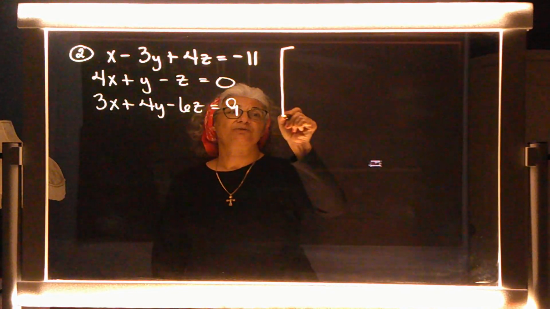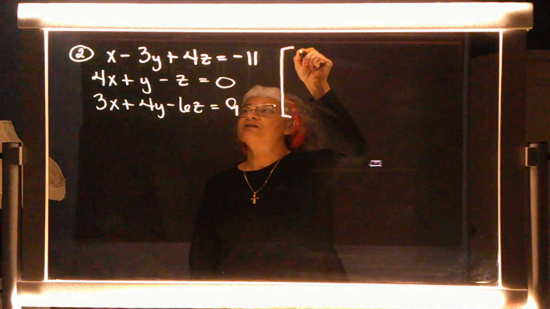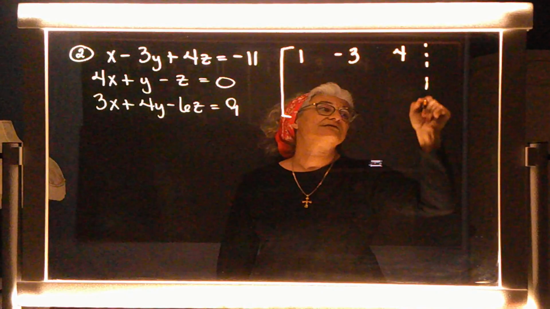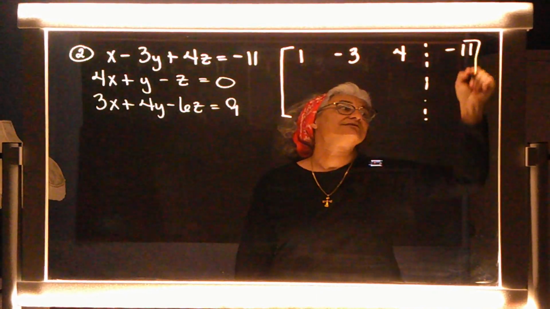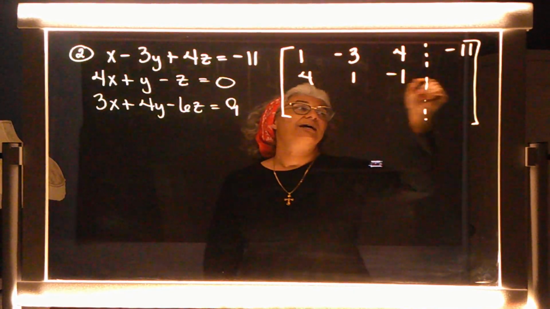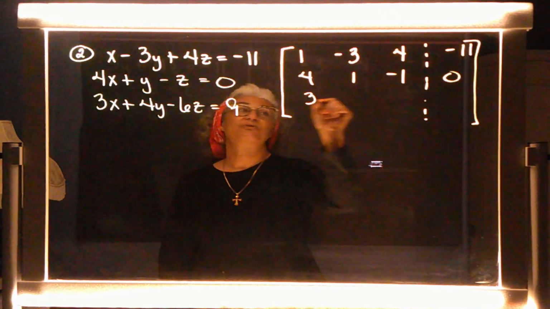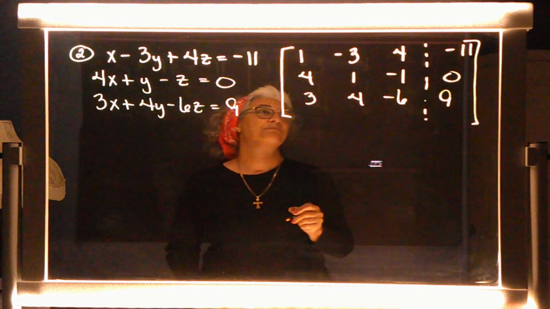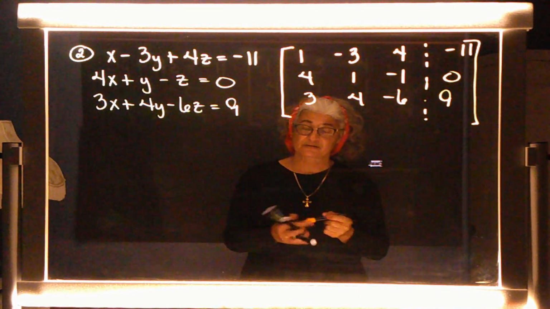We know it's going to have 3 rows and 4 columns. So my first row is going to look like this. My second row, and lastly my third row. Got it. Now, what do we do next?